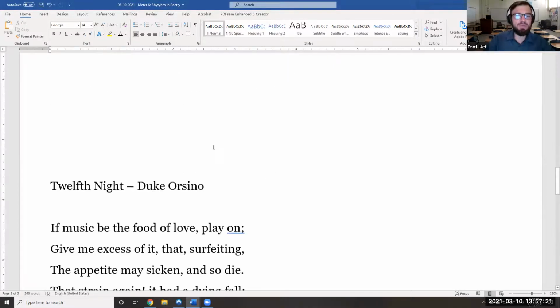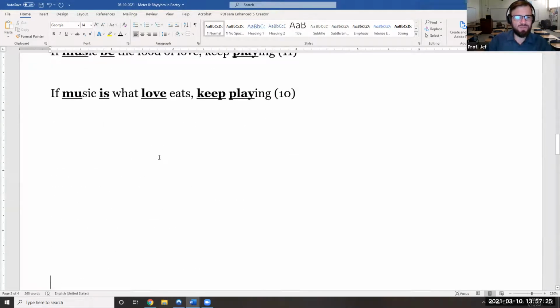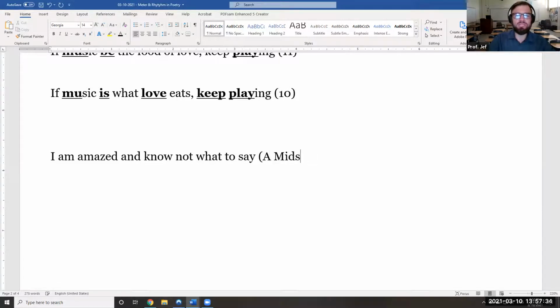There's another famous example, I think that might be too much for you guys. You can look at it if you want. But for example, this is from A Midsummer Night's Dream. When I was in college, this is the line that my professor taught. This is the line that he used to teach us iambic pentameter. This line, "I am amazed and know not what to say."